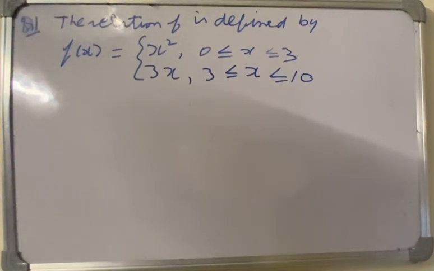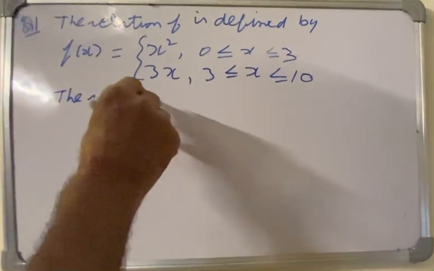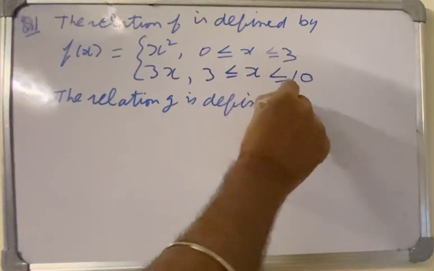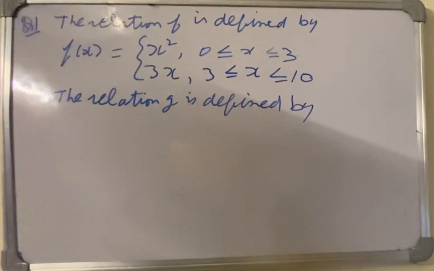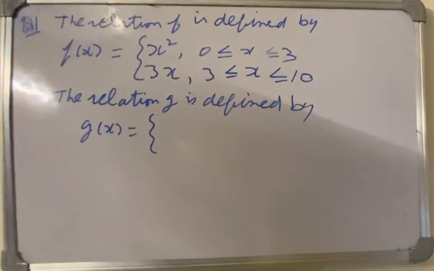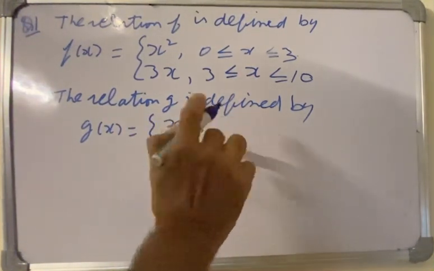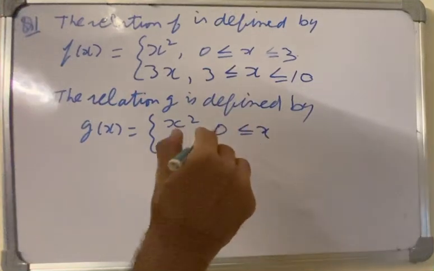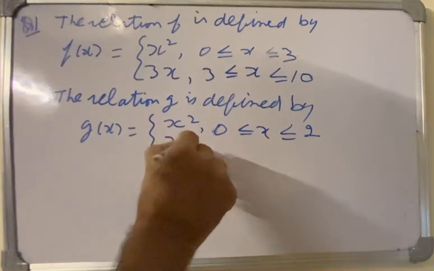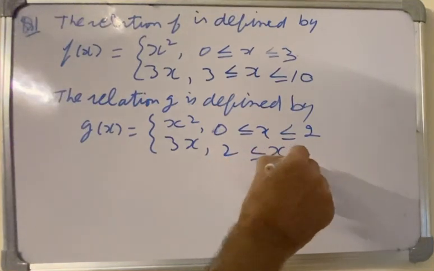The relation g is defined by g(x) is equal to x square for 0 less than equal to x less than equal to 2, then 3x for 2 less than equal to x less than equal to 10.